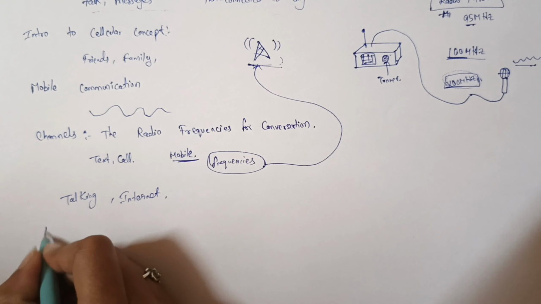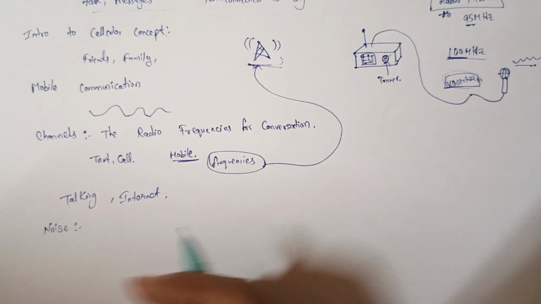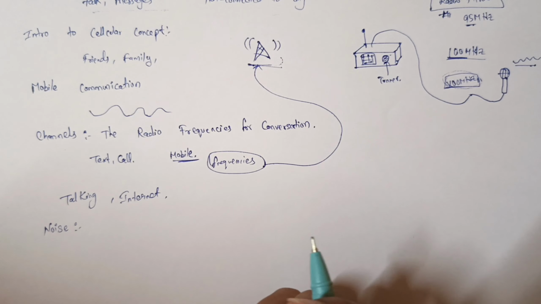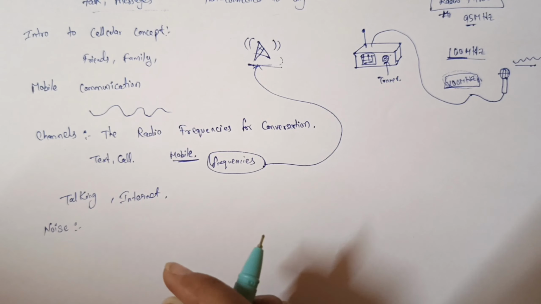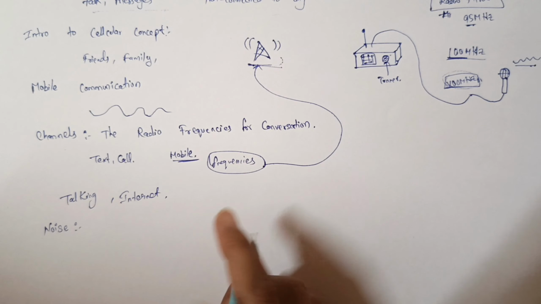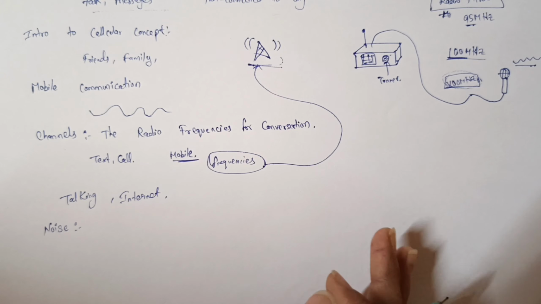Now let's see what noise is in a communication system. Sometimes when you are on a call, you might hear a little bit of noisy sounds or static in the background. This is called noise. It's like when you are trying to listen to your favorite song on the radio, but there is some interference.